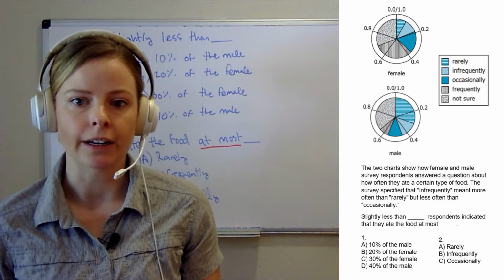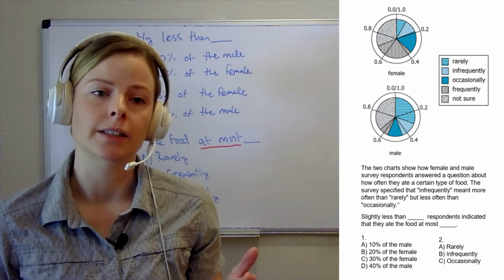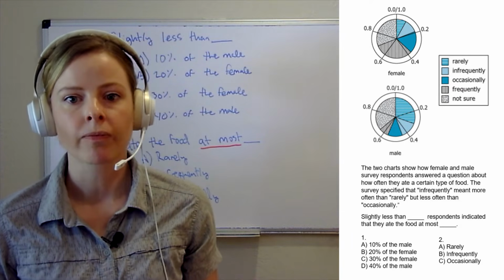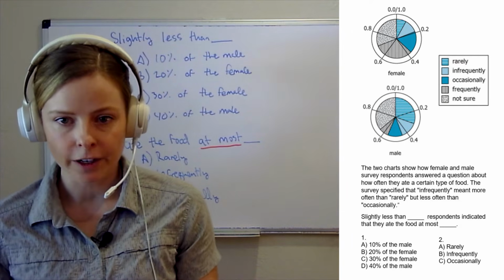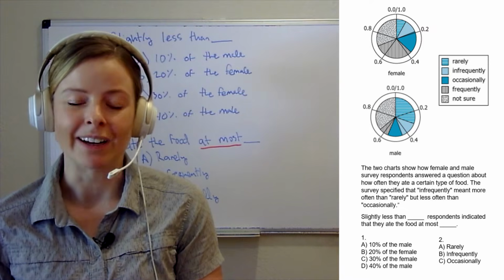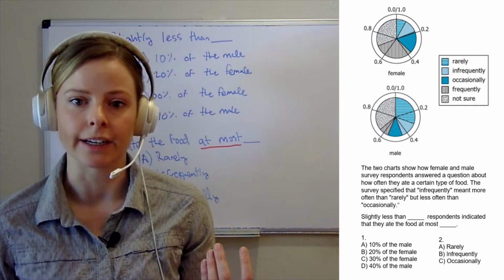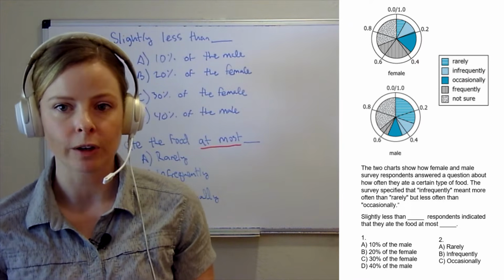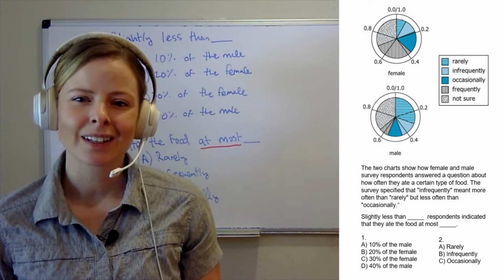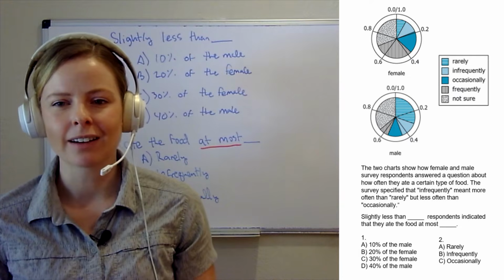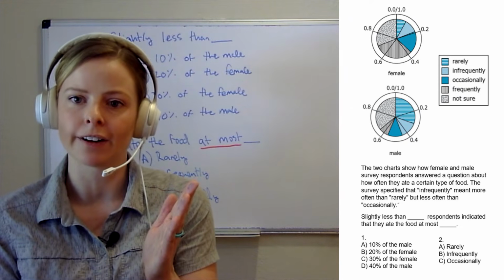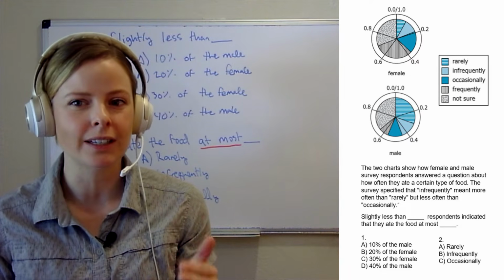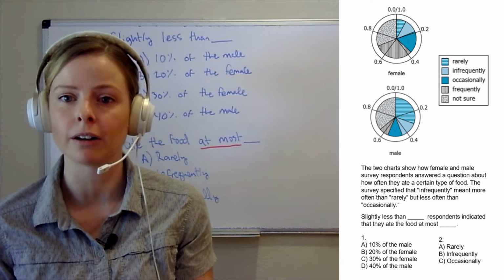B, 20% of the female. Nope, way less than that, 8 rarely, so B doesn't work. For C, we've got 30% of the female. Again, way less, so same reasoning as the previous one, can get rid of it. And for D, 40% of the male. So it says slightly less than, and again, we've got about 30% of our men eating the food at most rarely. That's a pretty significant chunk below.